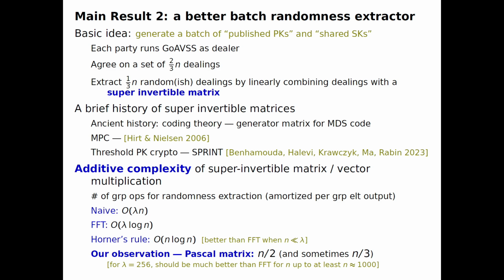And in some circumstances, and particularly the example I showed you earlier, you can actually get it down to n over 3 with some extra tricks. So for lambda equals 256, this should be much better than the FFT techniques for n up to many hundreds. I think up to 1,000 should be a safe bet from what I calculated. And that's the end of my talk.